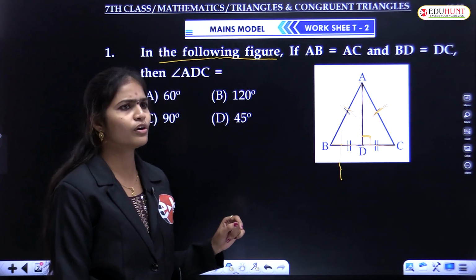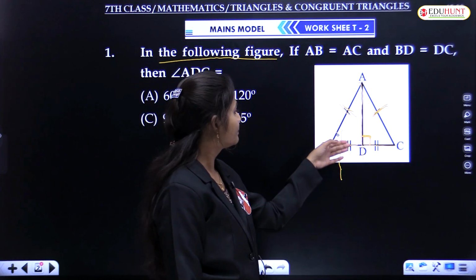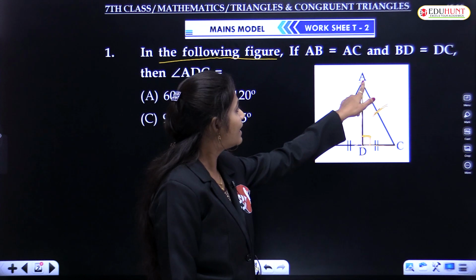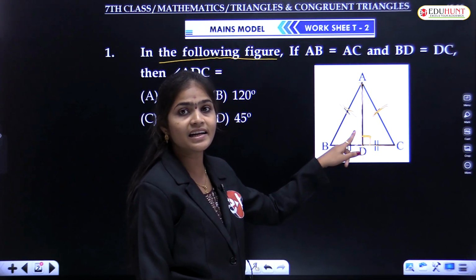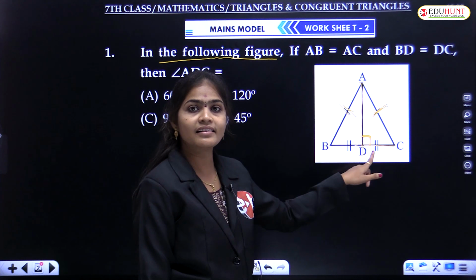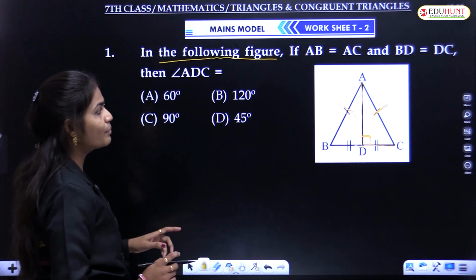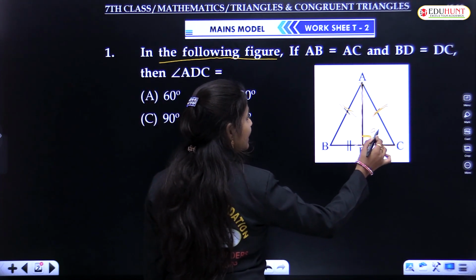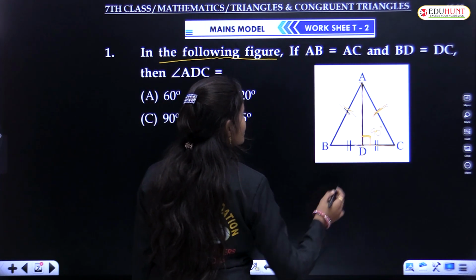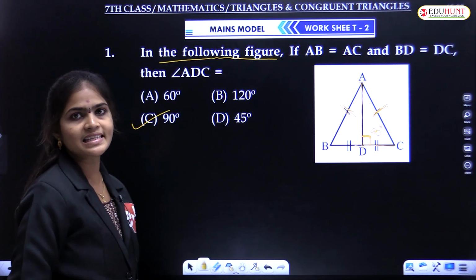Which one of the following are true, like that question they gave. Here AD is the line which bisects the opposite line at a right angle. So here this angle is equal to 90 degrees, directly it is there, no? So here the answer is 90 degrees. So option C is correct here.